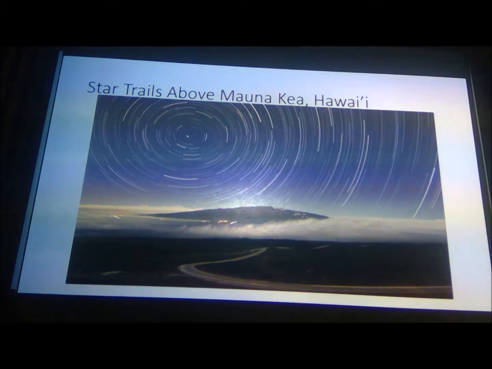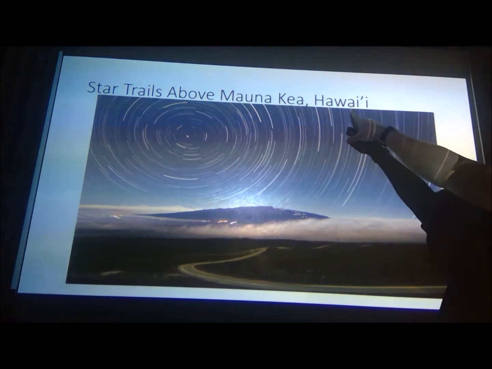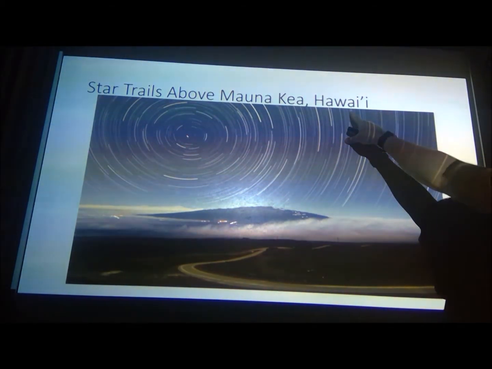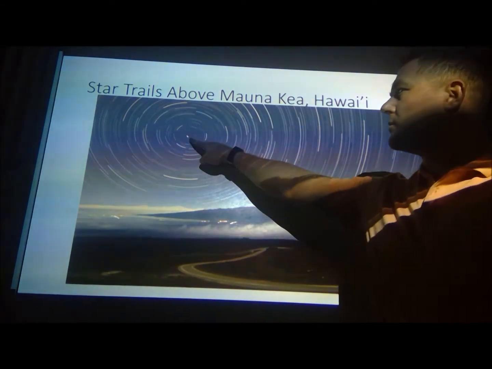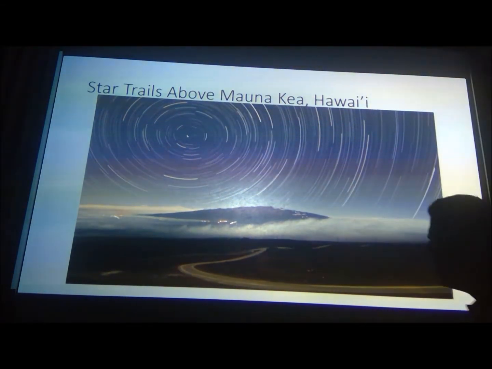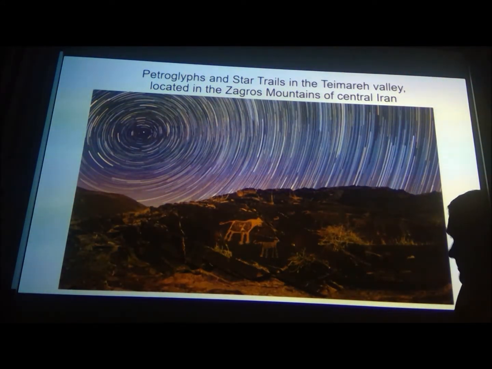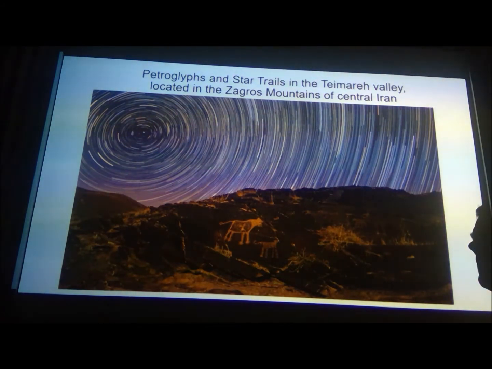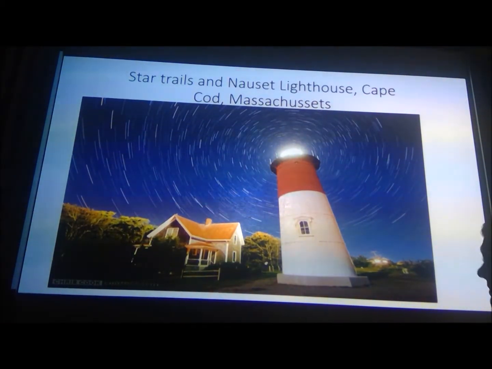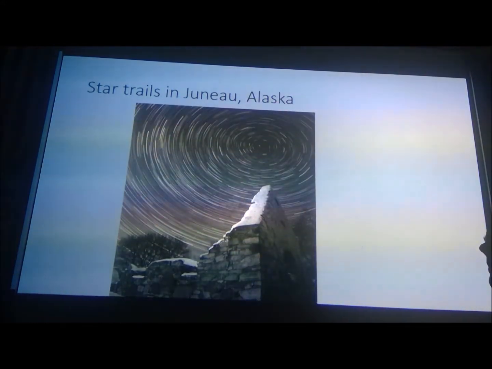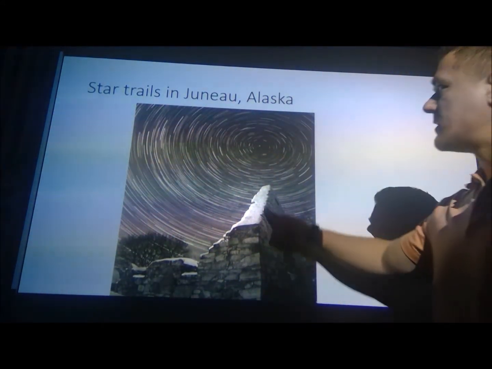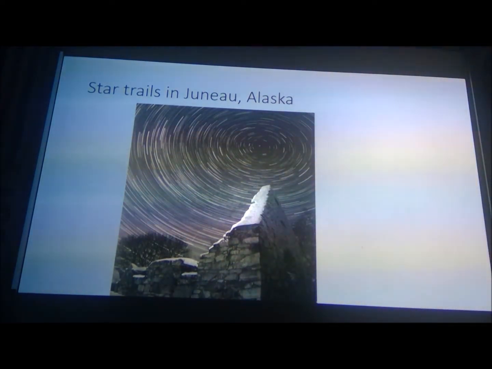These make for, in my opinion, some of the coolest photographs. You'll notice that as the latitude of the place where they were taken goes up, the North Star is going to get higher and higher in the night sky. So this is in Hawaii, which is pretty close to the equator. Now we go to Iran, Massachusetts, which is a little bit farther north, and Alaska, where the North Star is getting to be almost directly overhead.